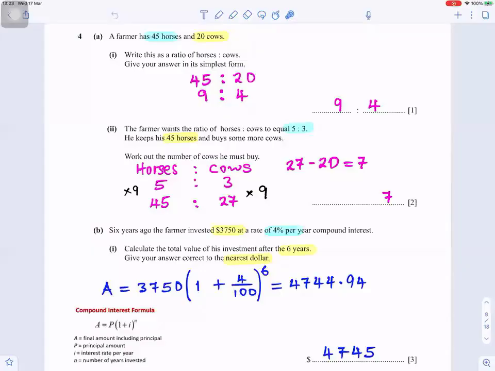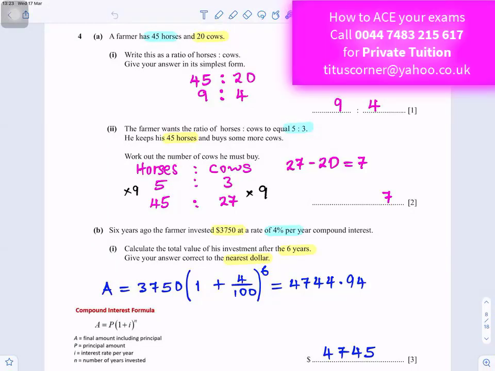Question number 4A. A farmer has 45 horses and 20 cows. Write this as a ratio of horses to cows. Give your answer in the simplest form. We put 45 horses, 20 cows. You divide by 5. 45 divided by 5 is 9. 20 divided by 5 is 4. So it's 9:4.